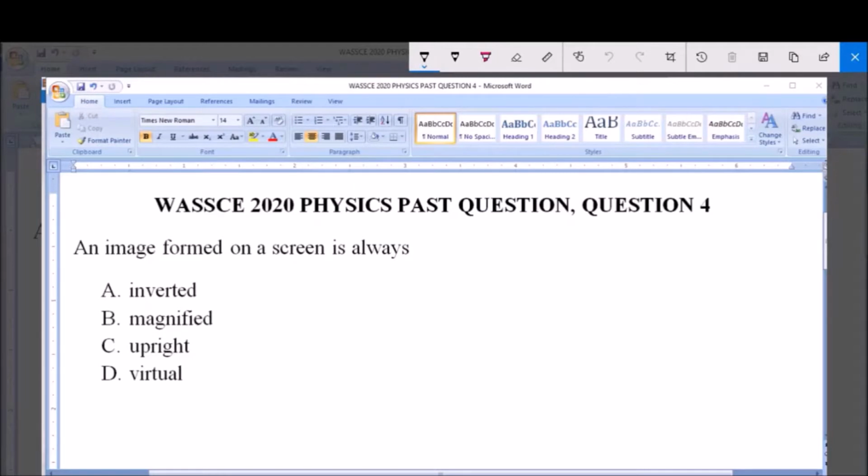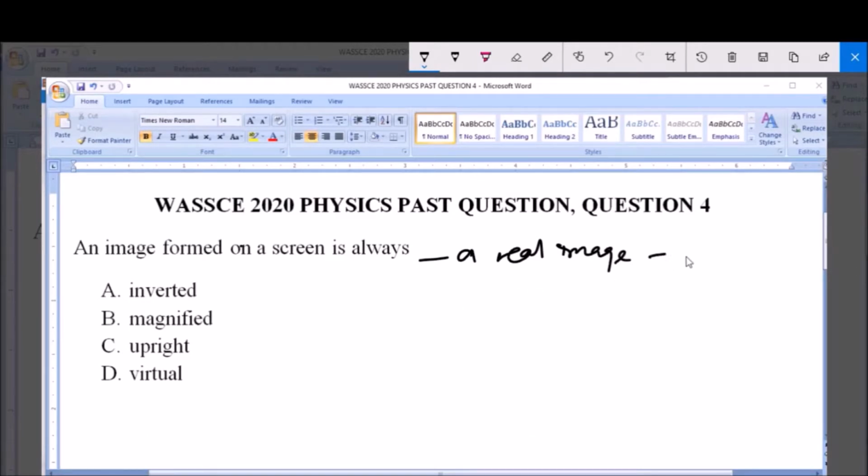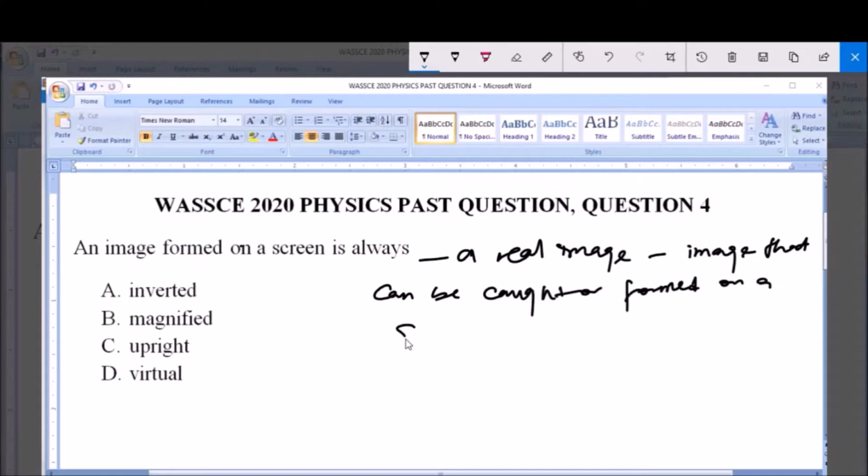I will be answering WAEC 2020 physics past question, question 4. An image formed on a screen is always A, inverted, B, magnified, C, upright, and D, virtual. So an image formed on a screen is always a what? A real image. Any image that can be caught or formed on a screen is a real image.